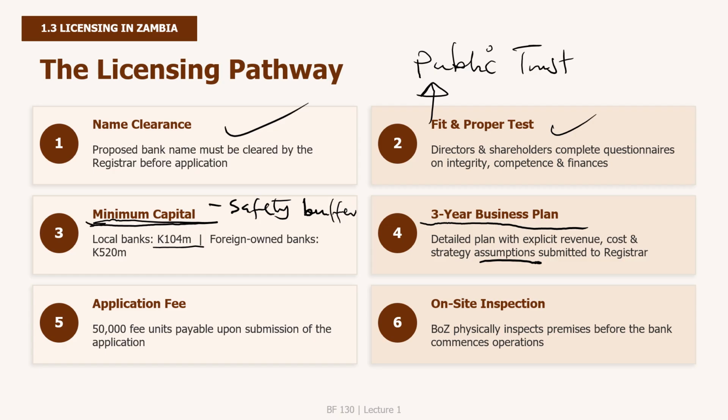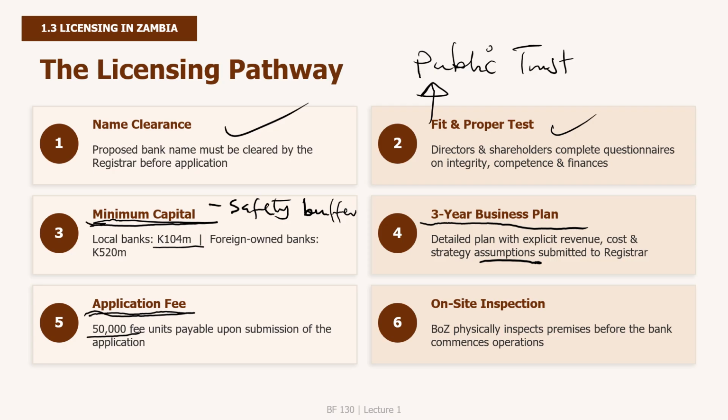Next, there is obviously going to be an application fee. It's about 5,000, I mean 50,000 actually, 50,000 fee units. This is payable when you submit your application.